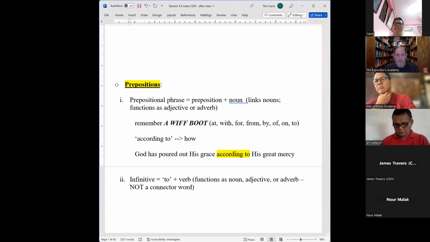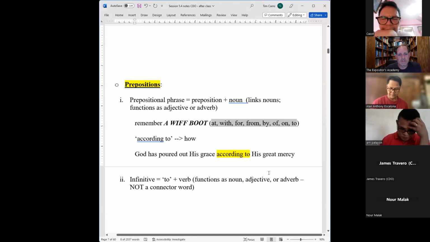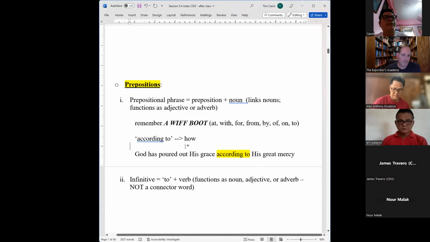We are saved according to God's grace. That's how we're saved. Or we could say we are saved by God's grace. But according to is a full preposition. So keep that in mind as you're looking. It's not part of a whiff boot, but it is fairly common in English Bible translations. Okay. It's not as common as these nine, but it's fairly common. So that's why I pointed it out. All right. So keep that in mind as well.